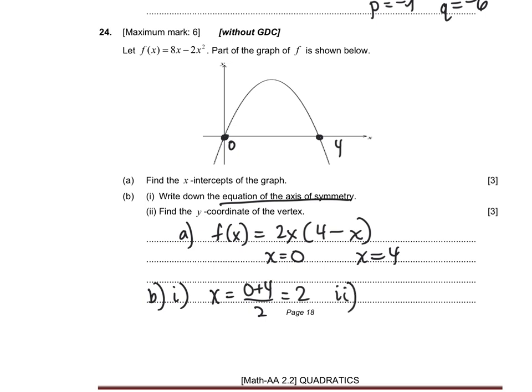And the y-coordinate of the vertex is, if we just substitute the x-coordinate of the vertex, the axis of symmetry, back into the function, into either version, 4 minus 2, so we're going to have 4 times 2, 8.